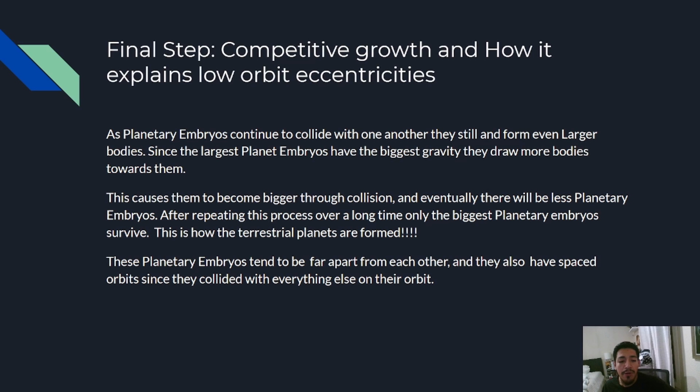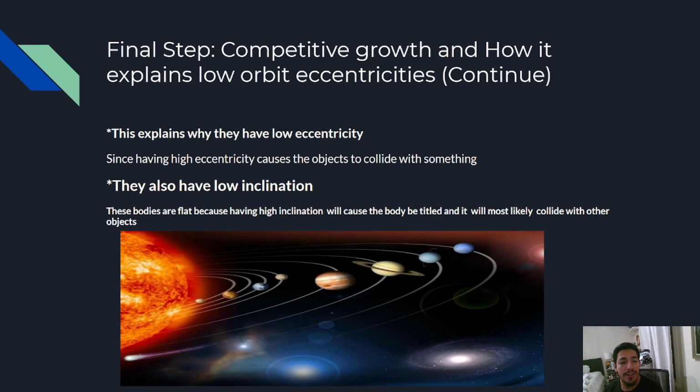These planetary embryos tend to be farther away from each other, and they also have space orbits since they already collided with everything else on their orbit. This explains why the terrestrial planets have low eccentricity, since having high eccentricity causes the objects to collide with something. And this also explains why they have low inclinations. These bodies are flat, and having a high inclination will cause the bodies to be tilted, and it will most likely collide with other objects.